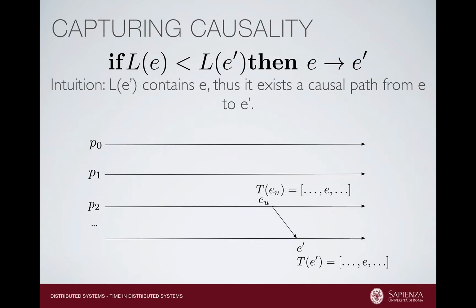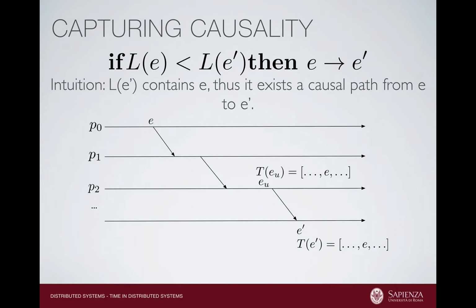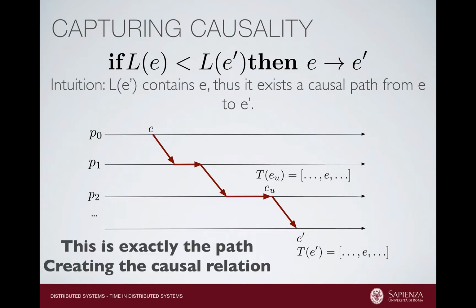And so it means that there must exist a path that connects you to E, because you have visibility of E. You have received some information that contained E inside. And this information can only be generated by event E itself. So it means that there is a path that connects the event that has a timestamp that contains E with event E. But this path is a path that creates a causal relationship. And so this is why it works also the other way around. This is why if a timestamp is less than the other, then the corresponding events are also causally related.